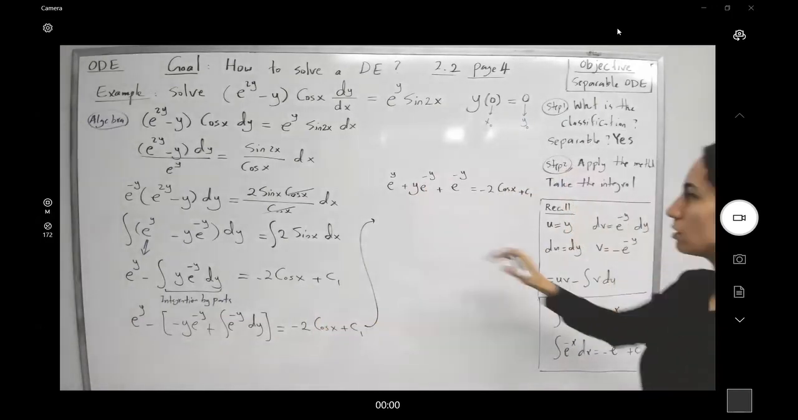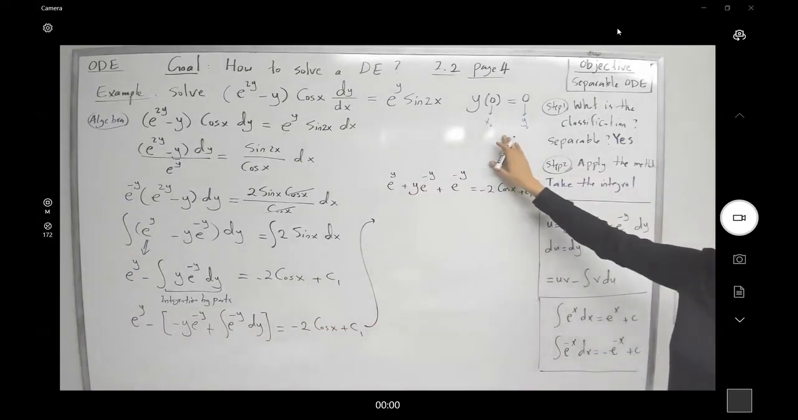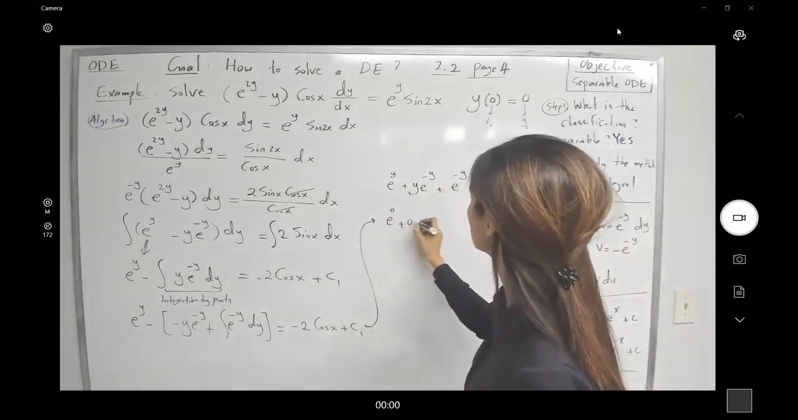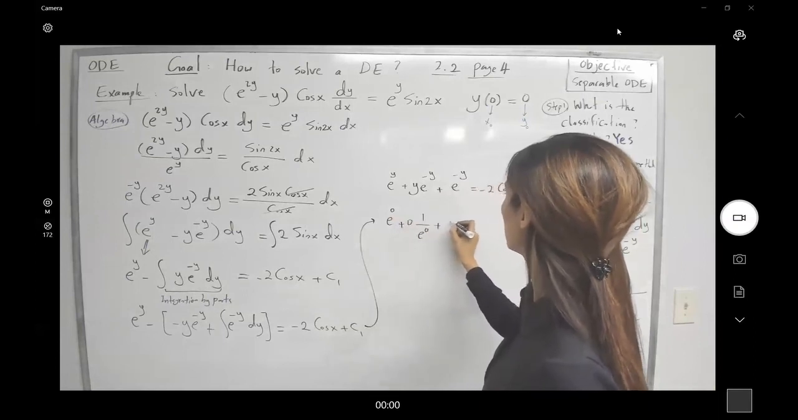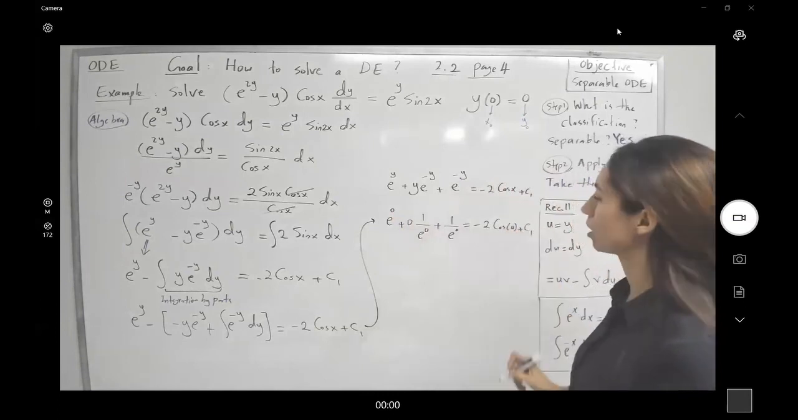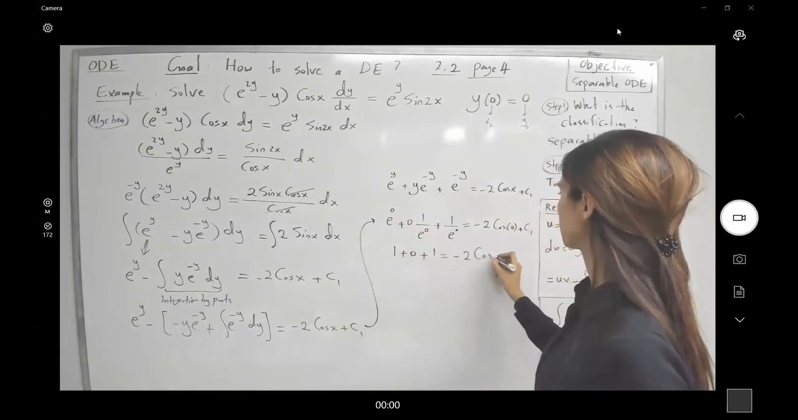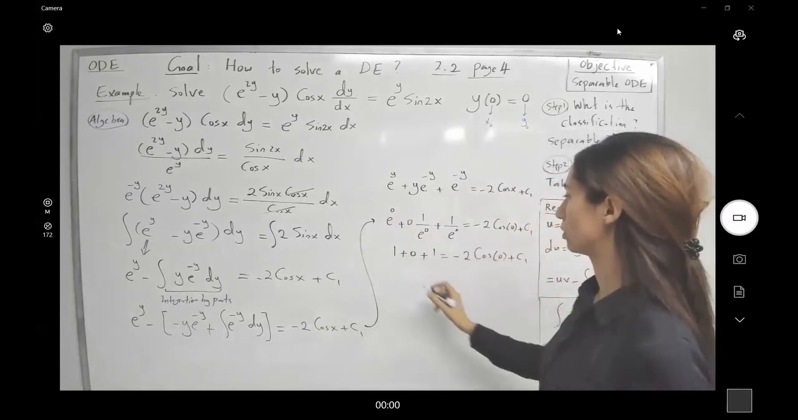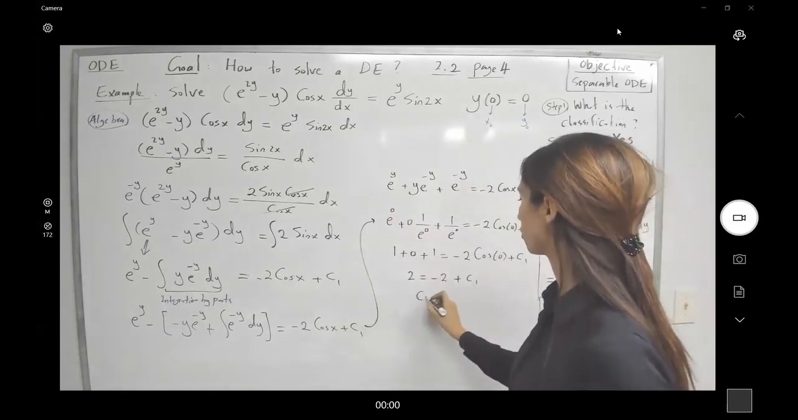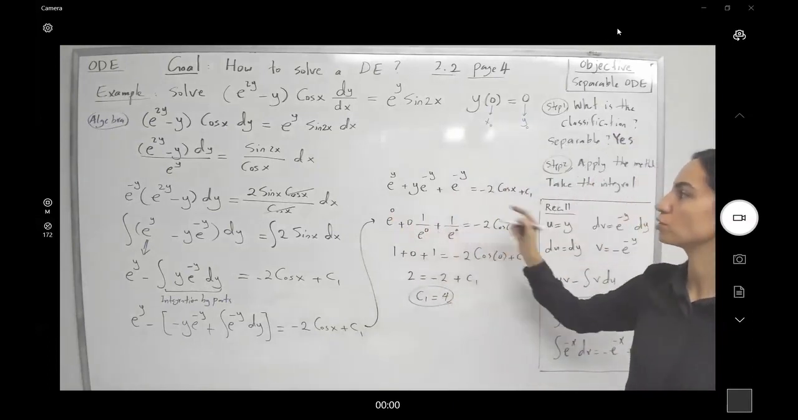Very well. So it seems like you have the solution for this differential equation, but at the same time you have an initial value, x sub 0 and y sub 0. So let us plug those in. e to the power 0 plus 0, plus 1 over e to the power 0, equals negative 2 cosine of 0 plus your constant. So you get 1 plus 0 plus 1 equals negative 2 cosine of 0 plus c sub 1. So it means that 2 is equal to negative 2 plus c sub 1, or c sub 1 is equal to 4. We found the constant, so we can substitute this back here.